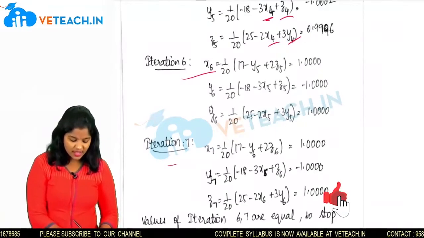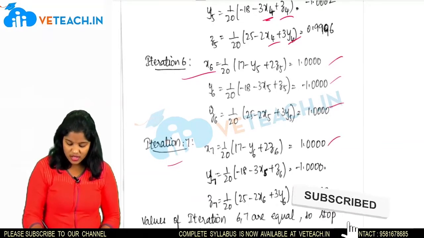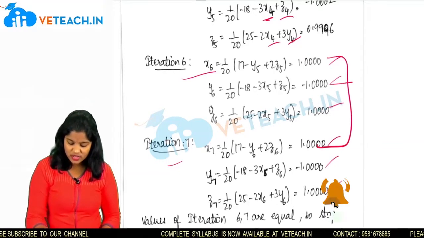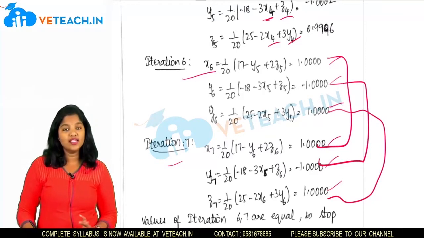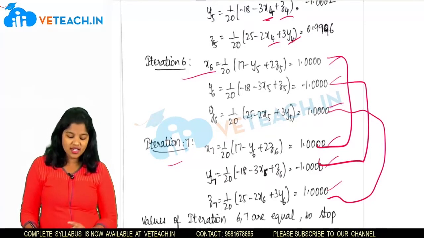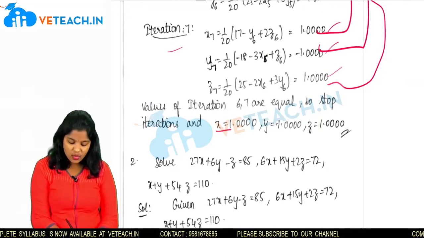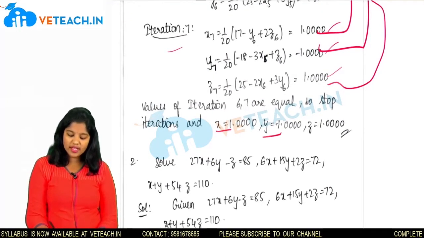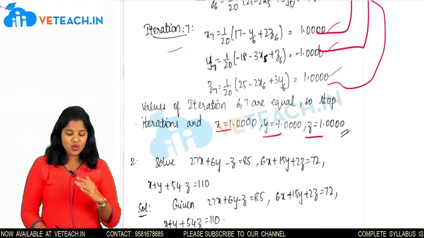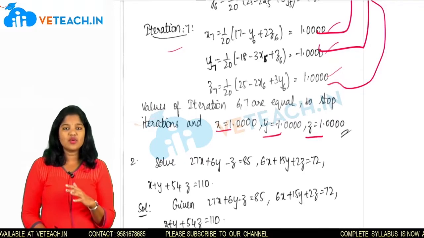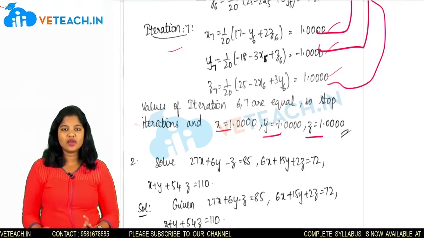Similarly, I have done 7 iterations here. In the 6th and 7th iterations, all the corresponding x values, y values and z values are equal. So stop the iterations there. Now our required values are x equal to 1, y equal to minus 1 and z equal to 1. This is our final answer. So you should not stop doing the iterations until the values are equal.